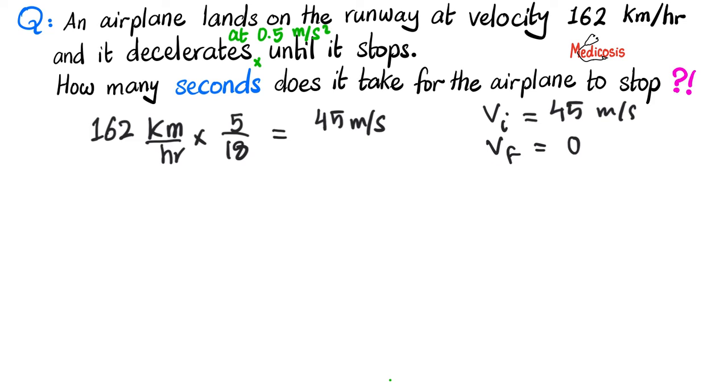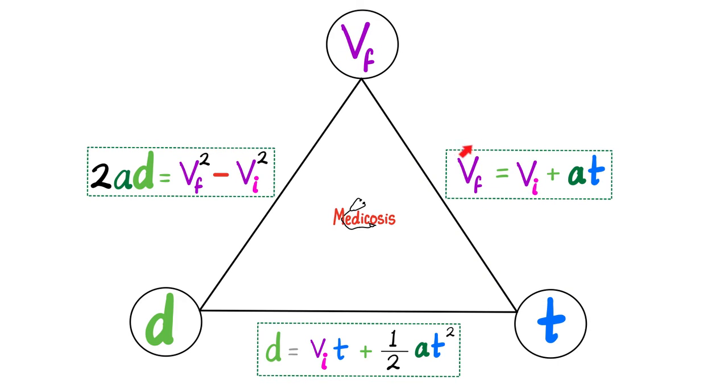Now, do I know my acceleration? Yes, but you gotta be very careful. They said it decelerates. So the acceleration has to be a negative number. Negative what? They told me 0.5. So negative 0.5 meters per second squared. I know vi, I know vf, I know a, but I do not know t. So t is the unknown. Therefore, which equation should I use? Oh, it's here. If you know v final and you want t, you will use this equation.